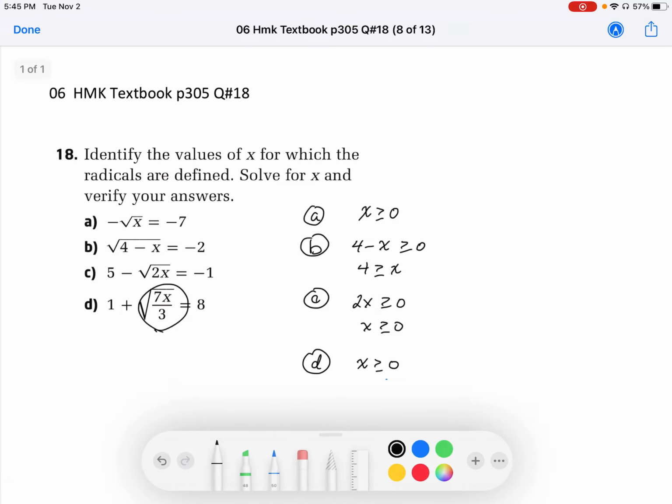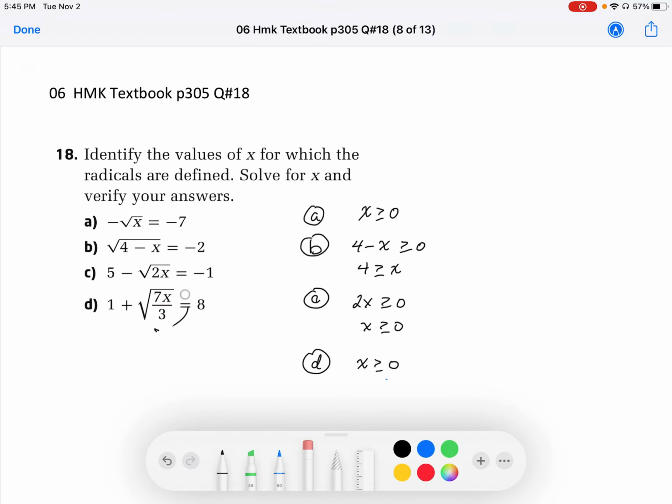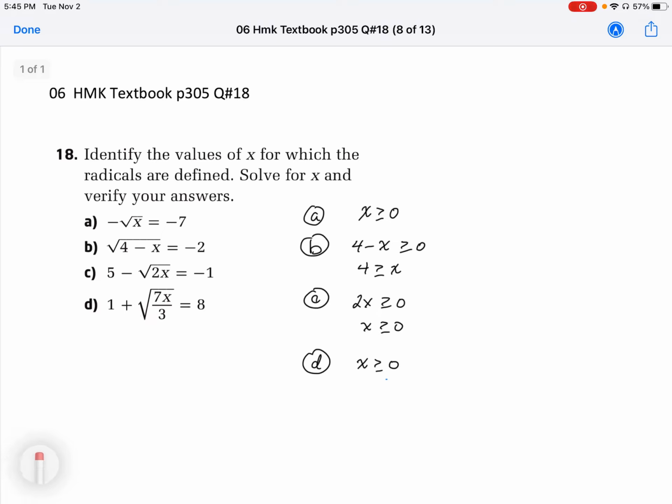Okay, so that's the first part. We'll solve and verify the solutions for some other one. So let's maybe just pick one of these. Let's do D.